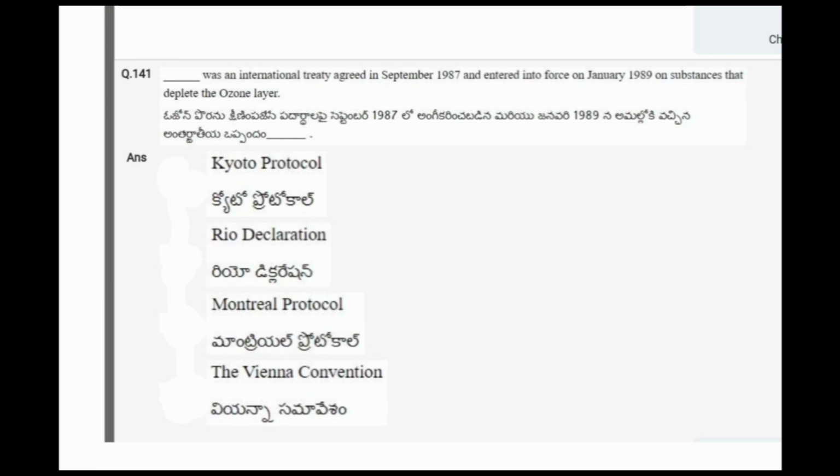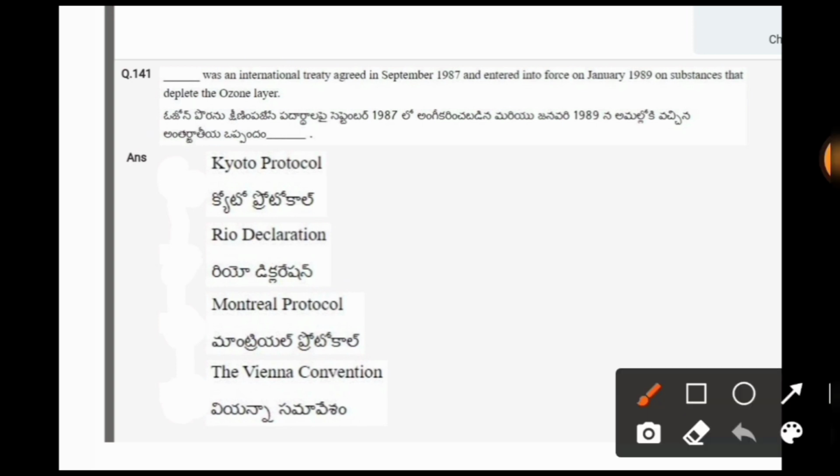Next question. Dash was an international treaty agreed in September 1987 and entered into force in January 1989 on substances that deplete the ozone layer. The options are Kyoto Protocol, Rio Declaration, Montreal Protocol, the Vienna Convention. The correct option is the third one, that is Montreal Protocol.